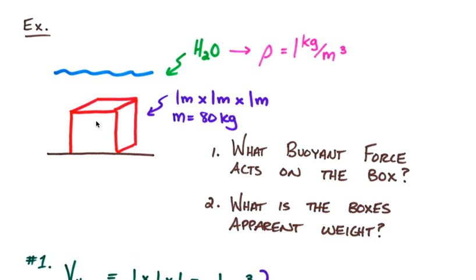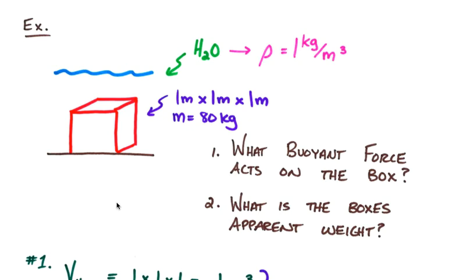We know that this block has a mass of 80 kilograms and it has dimensions of 1 meter by 1 meter by 1 meter. We know that it's in water, and we know that the density of water is 1 kilogram per meter cubed. So the two questions we might want to find out is what buoyant force acts on this box, and what is the box's apparent weight?